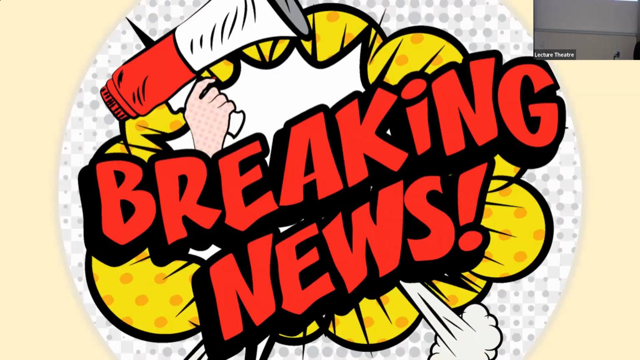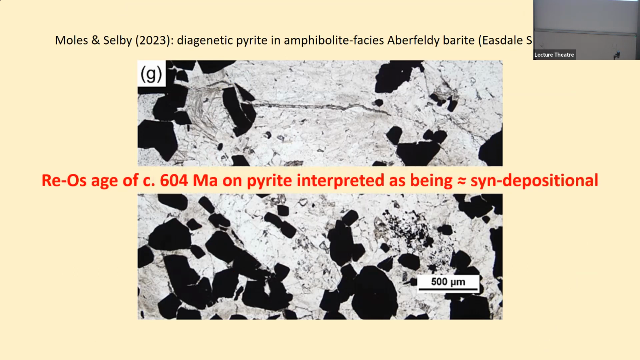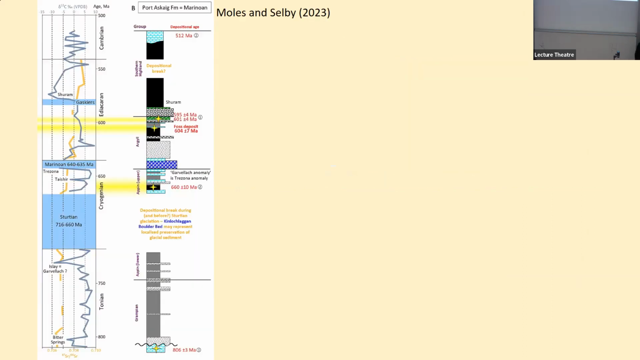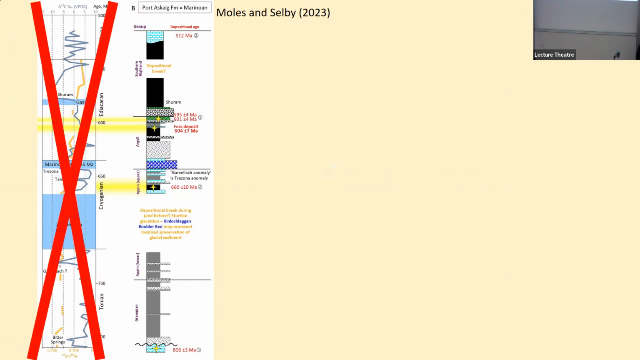Breaking news. 3 weeks ago, papers published by Norman Moles and David Selby. This is taken directly out of their paper: diagenetic pyrite, overgrowing the barytes up in Aberfeldy. They got an age on the pyrites, 604 million. Their conclusion: everything I told you is, to be polite, bullshit. It's wrong. Because, according to them, on diagenetic pyrites, the Port Askaig really is the Marinoan, 600-ish million years.